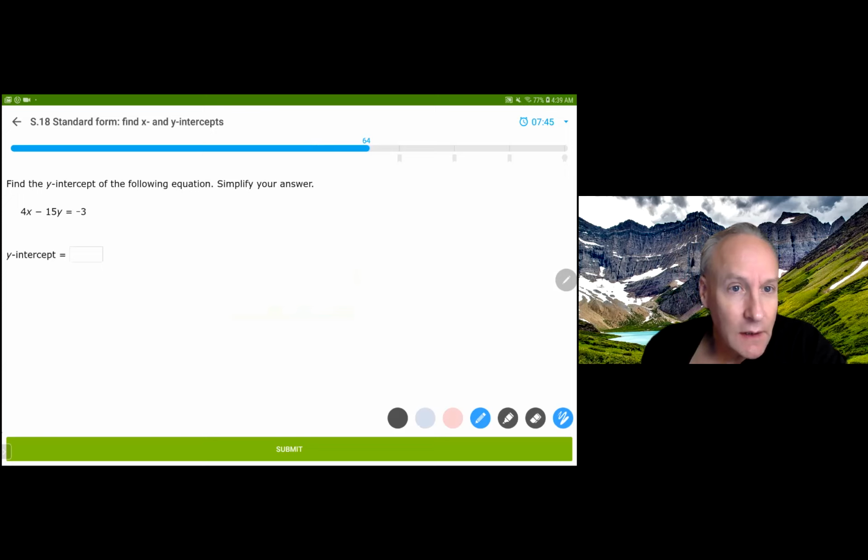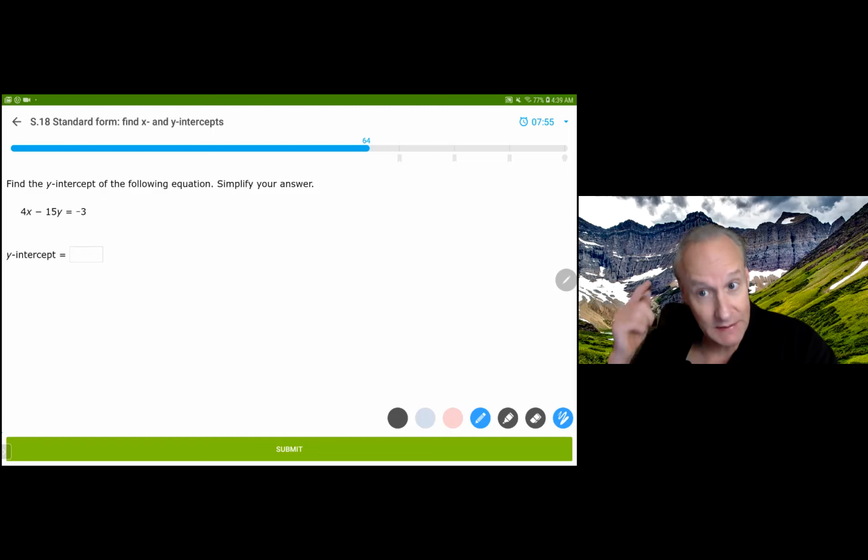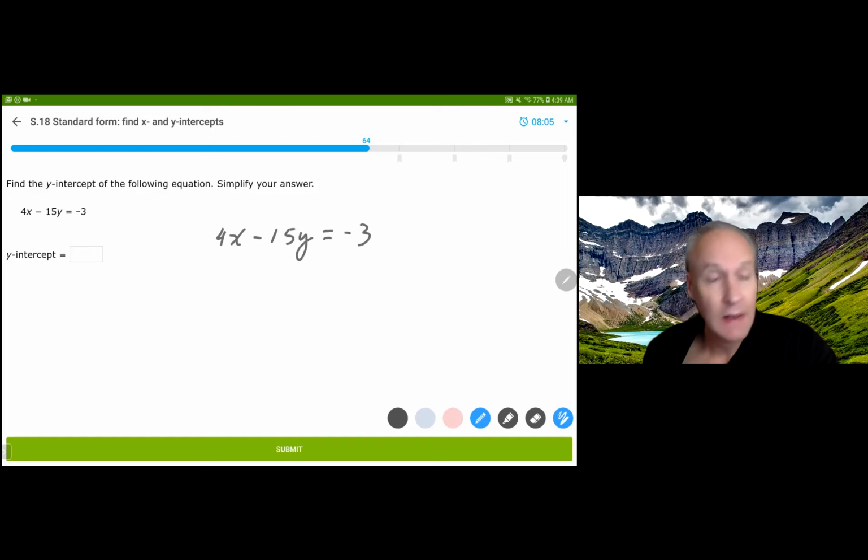This one, we are looking for the y-intercept. So we're going to let x equal 0. Now be careful. You're going to be tempted to look at the -15 and the -3 and think +5 in your head. But remember, and I'm going to go ahead and write it out this time. And hopefully I won't hit the submit by accident.